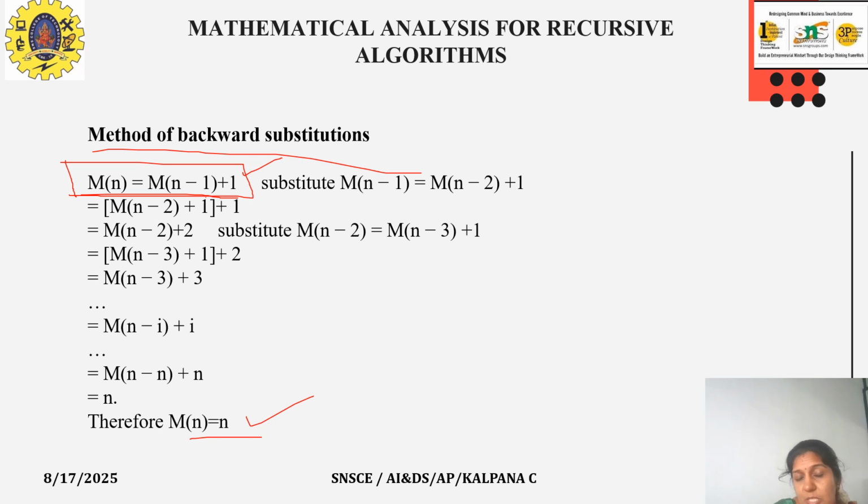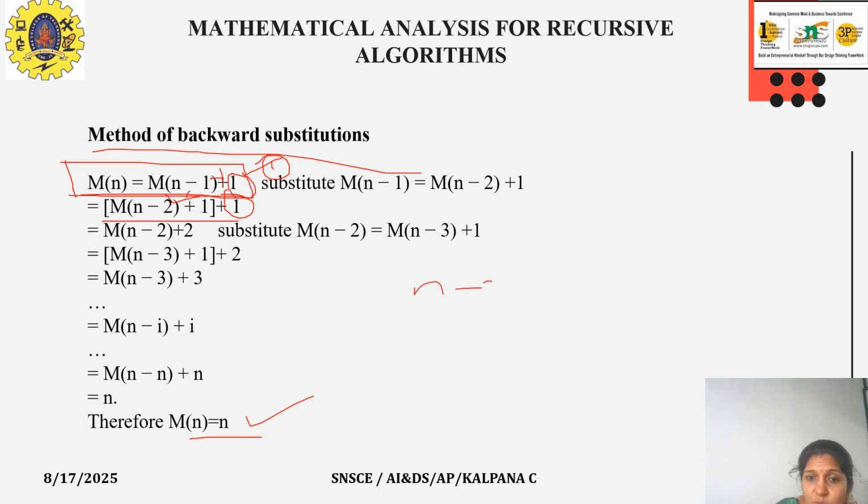So we need to substitute backward; this is my first equation. For M of n minus 1, again I need to substitute the value. If M of n is M of n minus 1 plus 1, and for M of n minus 1, if you subtract 1 here, it becomes M of n minus 2 plus 1. So M of n minus 2 plus 1, and the plus 1 for M of n minus 1 is already there, so plus 1. Likewise, I am going to substitute for M of n minus 2.